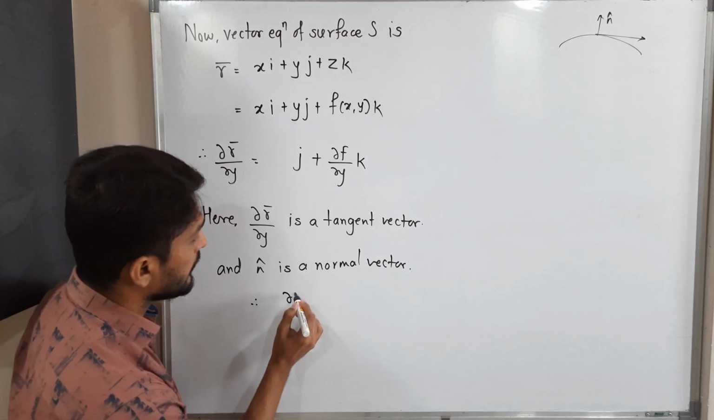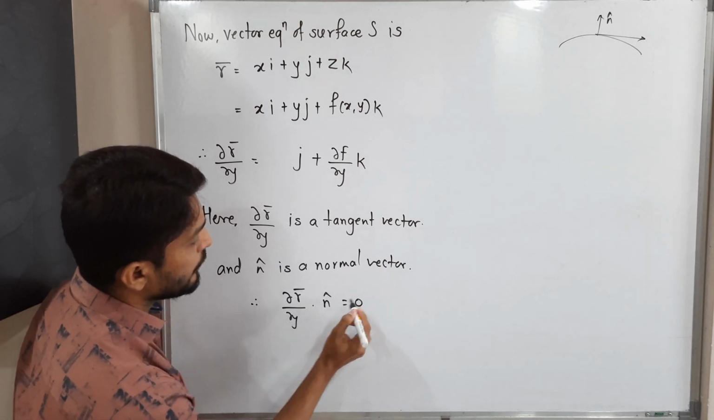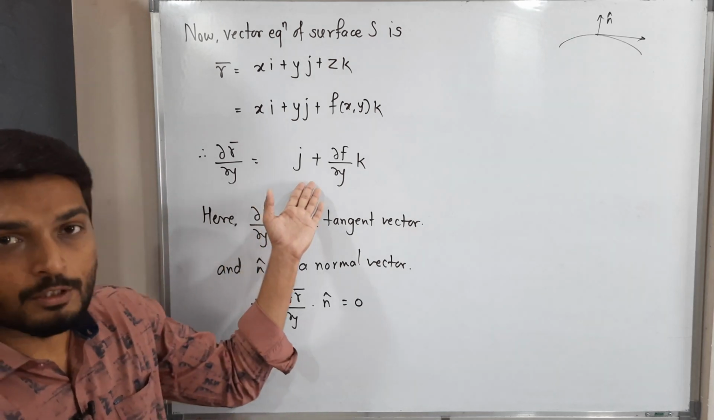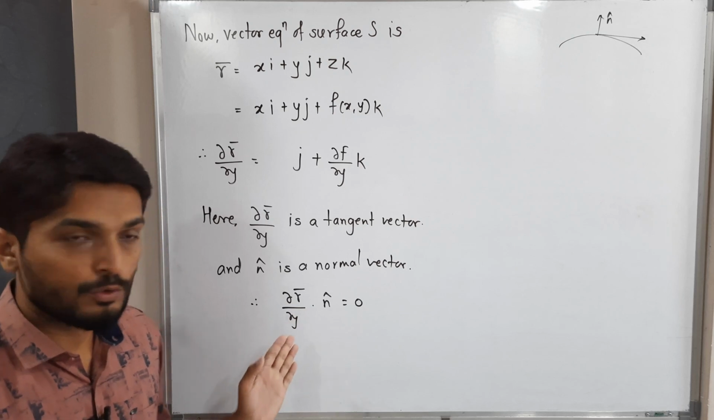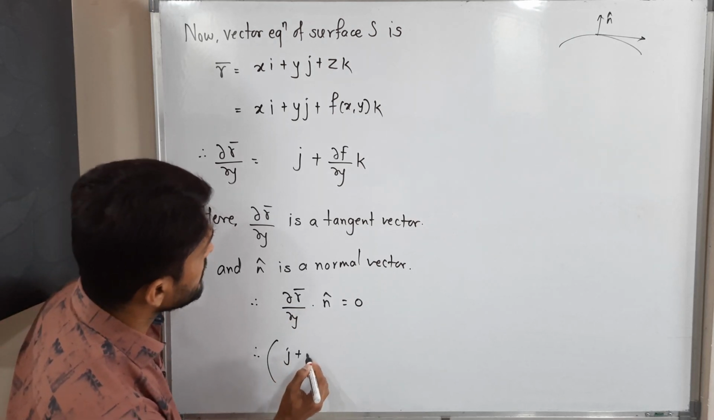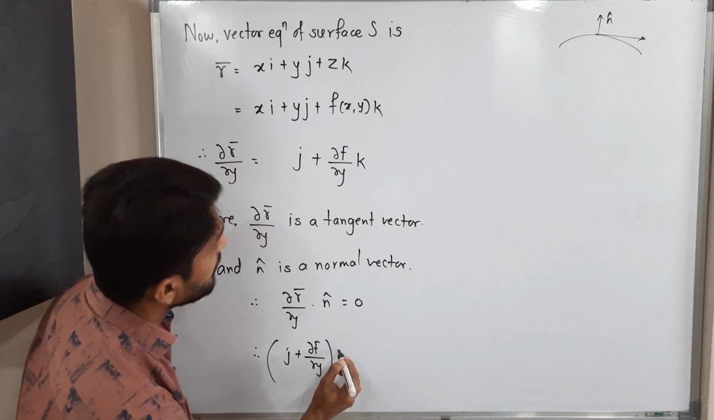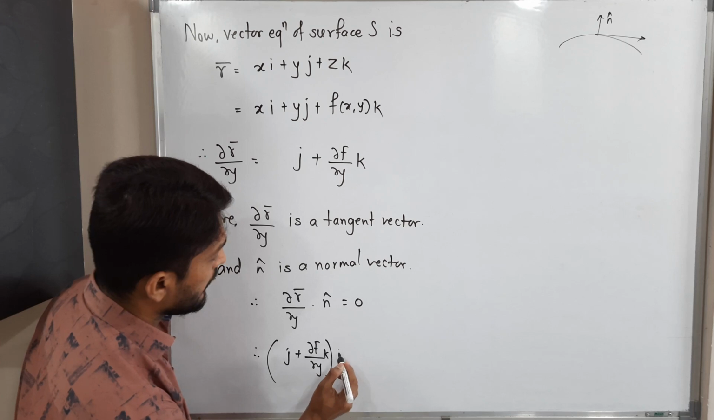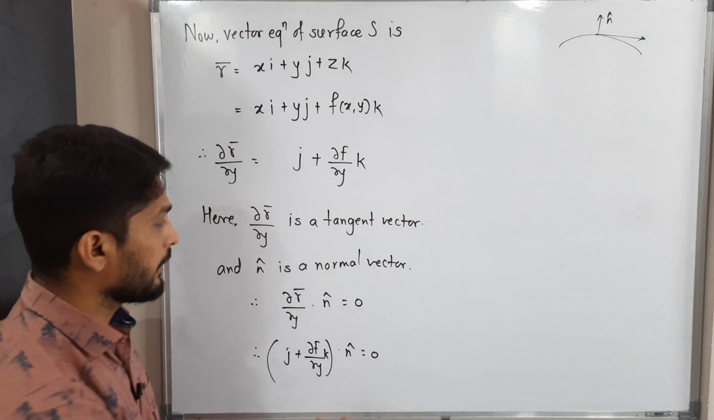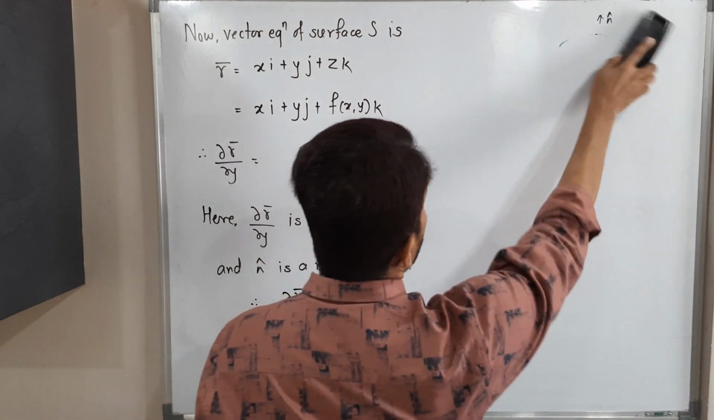Therefore ∂r/∂y dot n cap is equal to 0. But see, we have got the value of ∂r/∂y here, so let me put this value here: (j + ∂f/∂y k) dot n cap is equal to 0. So you can take a dot product. Let me write here, and let me remove this diagram also.